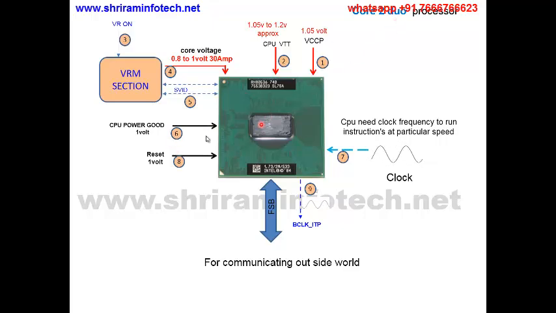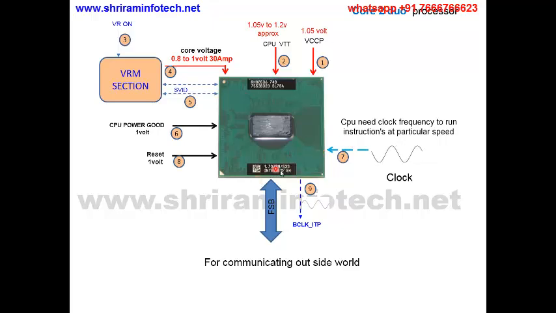And then it requires a reset signal. The reset is also somewhere around 1 volt, from the MCH. Once the CPU gets this reset signal, it releases the reset and is ready to work. But before that it needs a clock also. The CPU needs a clock, a frequency to execute the instructions.